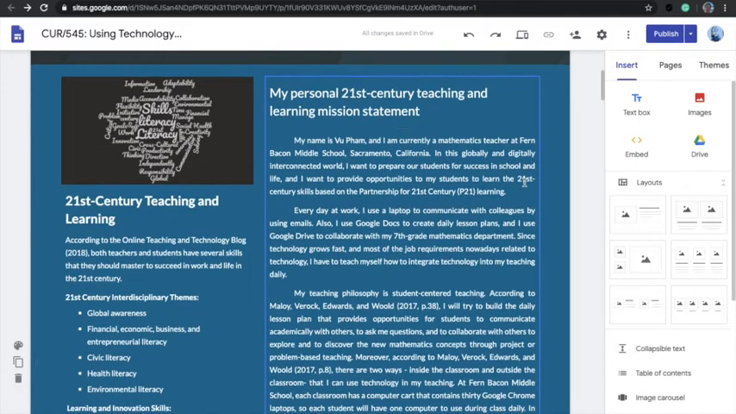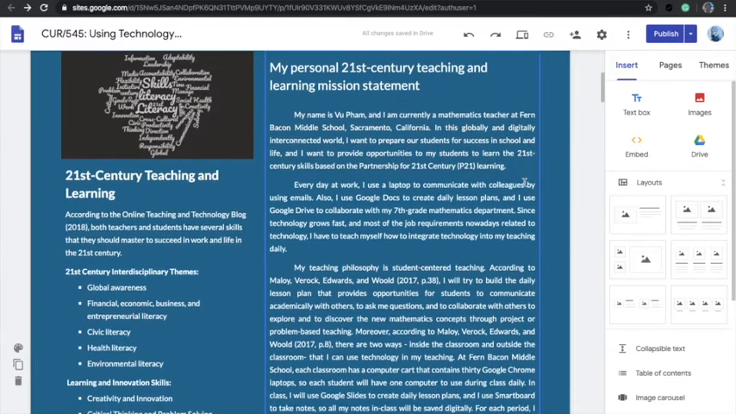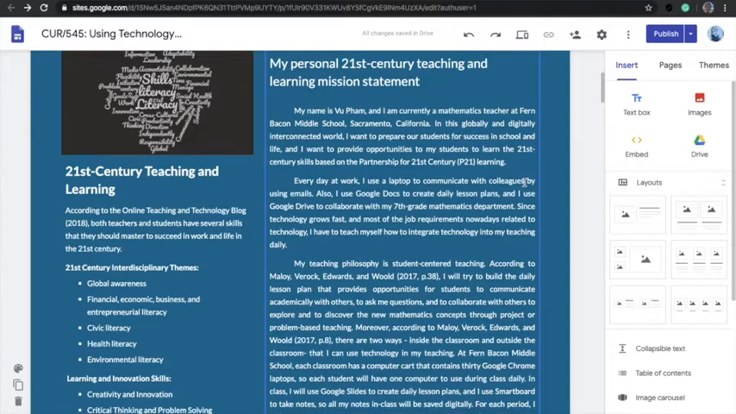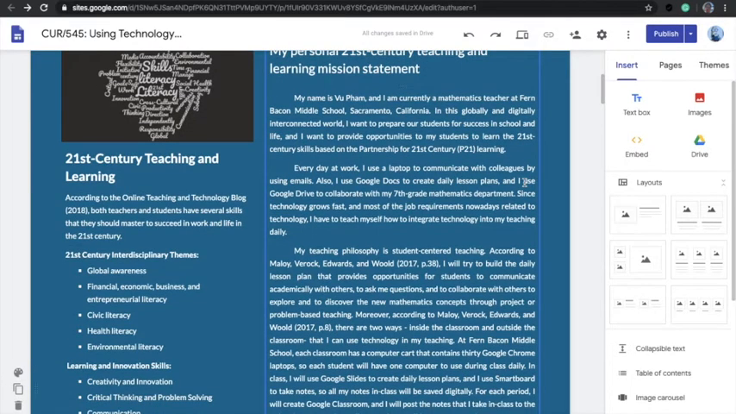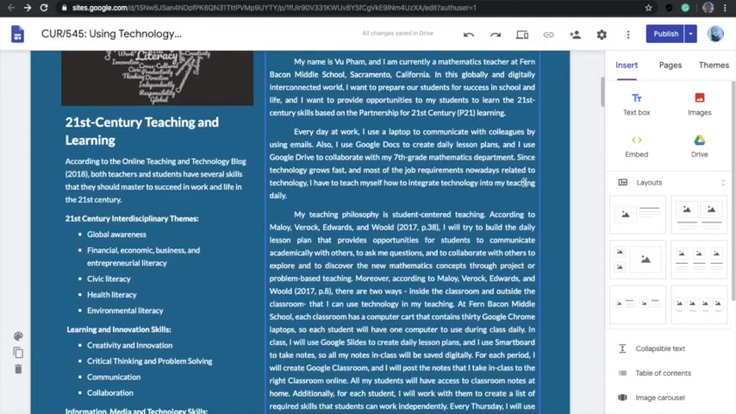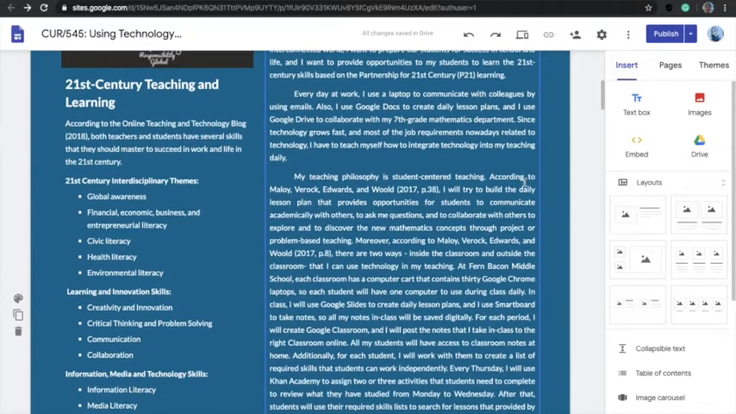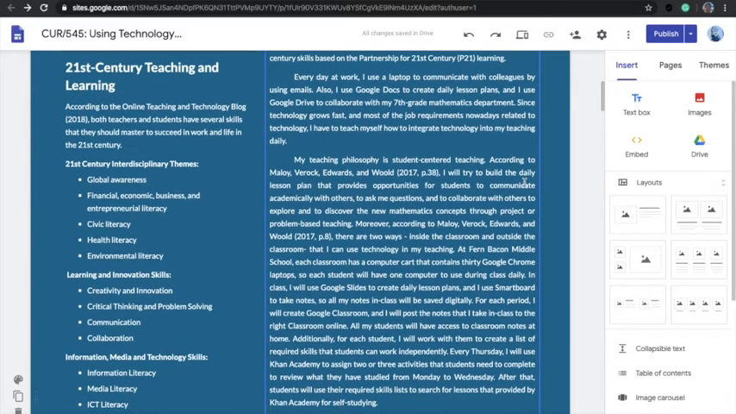From the beginning, we have to focus on the 21st century teaching and learning skills. And then I love the learning and innovation skills, especially communication and collaboration.